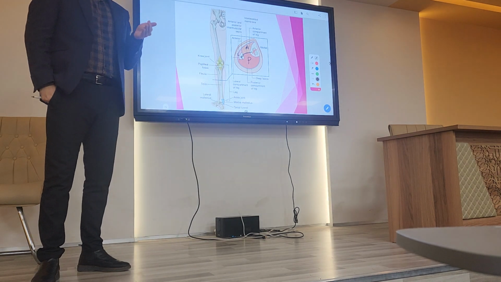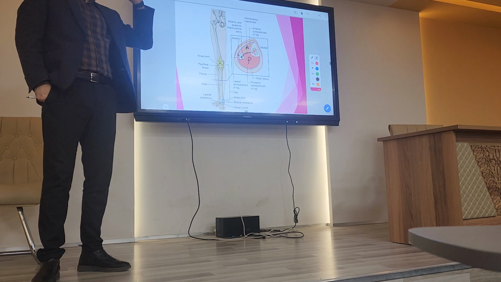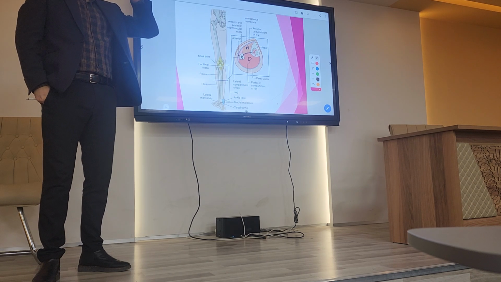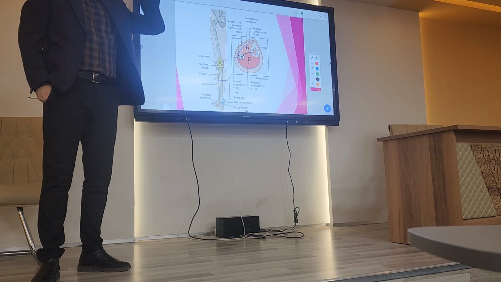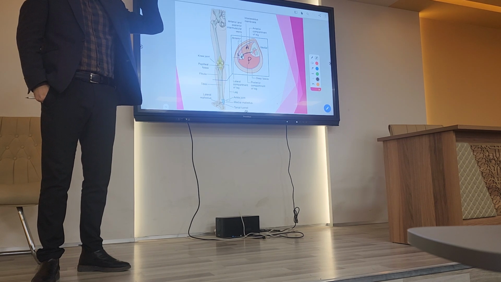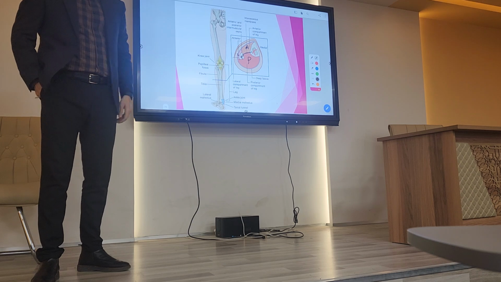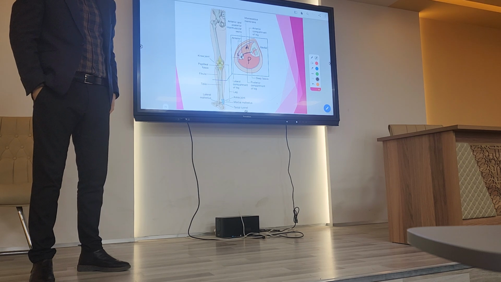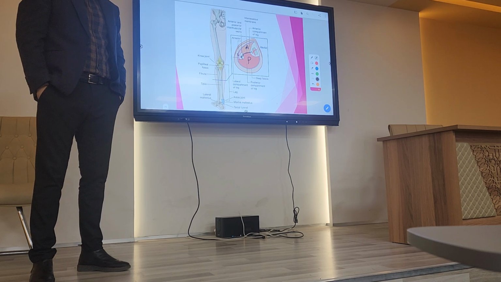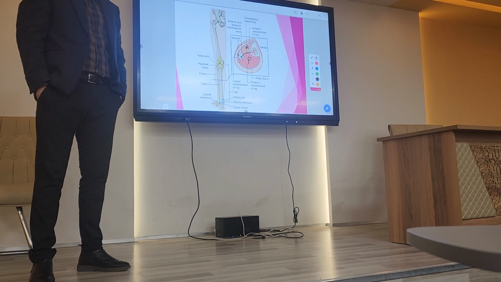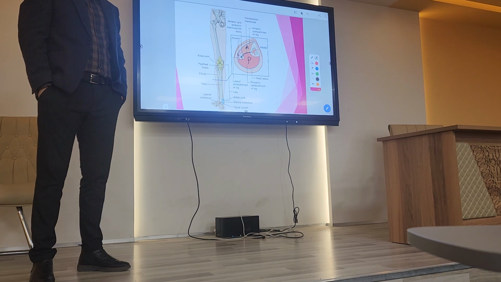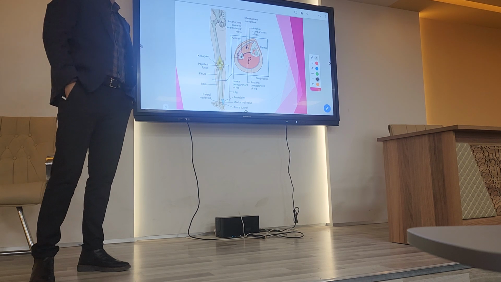So anterior compartment, what is the action of the muscles? What is the nerve? Lateral compartment, what is the action of the muscles? What is the nerve? Posterior compartment, what is the action of the muscles? What is the nerve? Anterior compartment: deep fibular nerve, or deep peroneal nerve. Action of the muscles: extension.